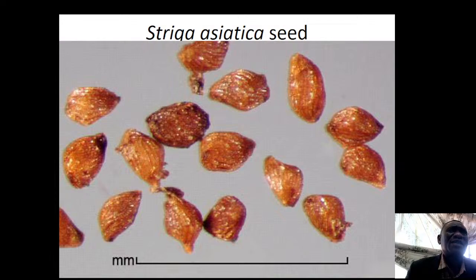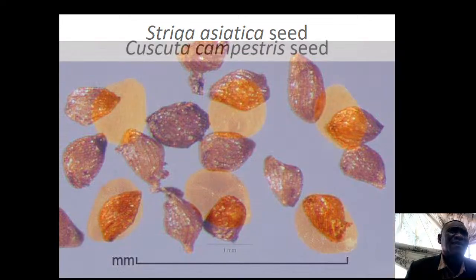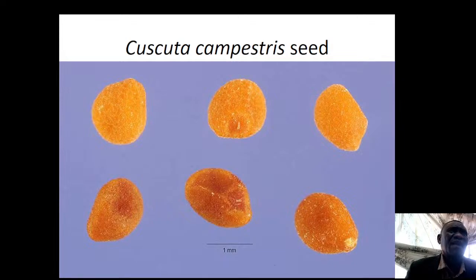This is what you see under a microscope for Striga asiatica seed. This is for Cuscuta campestris seed. This is what you can see under a microscope. So it may be easy to distinguish which is which, whether you've got Cuscuta campestris versus Striga asiatica.